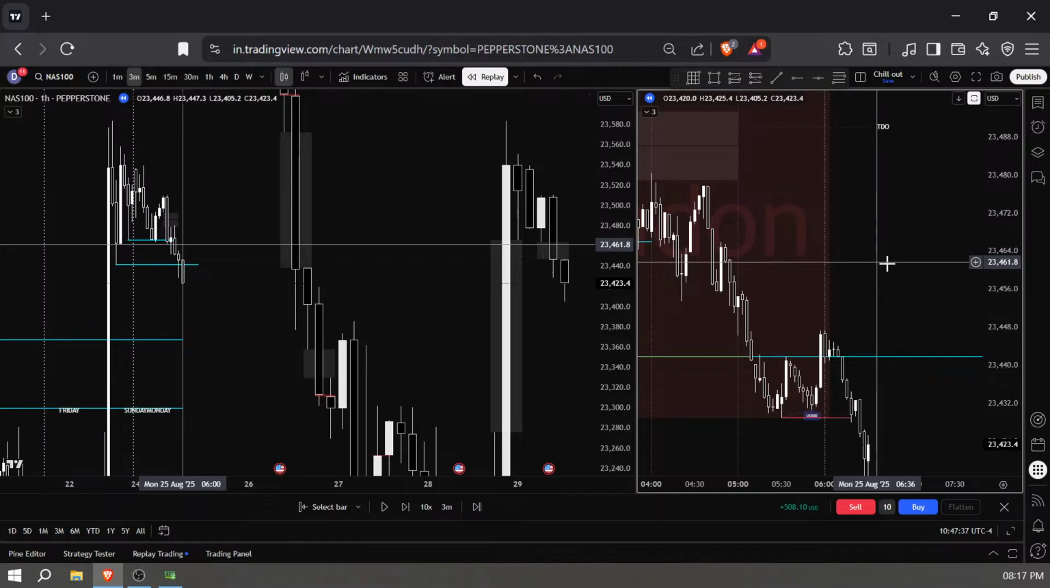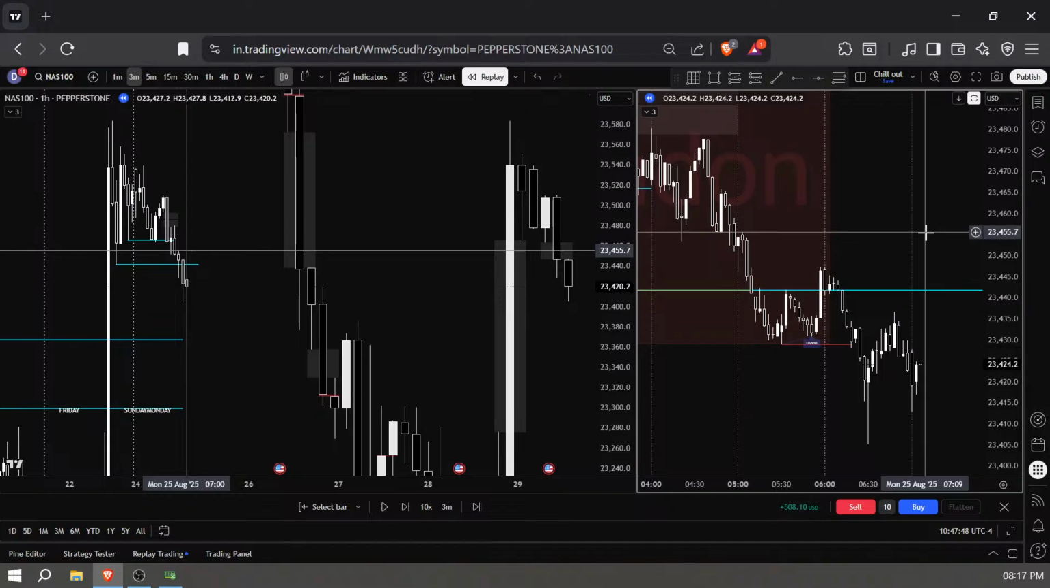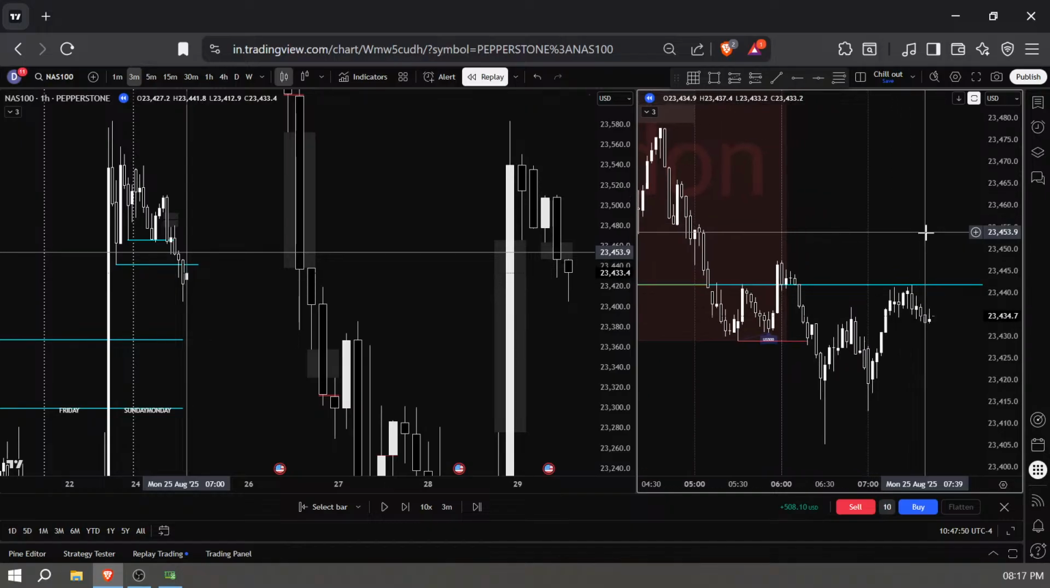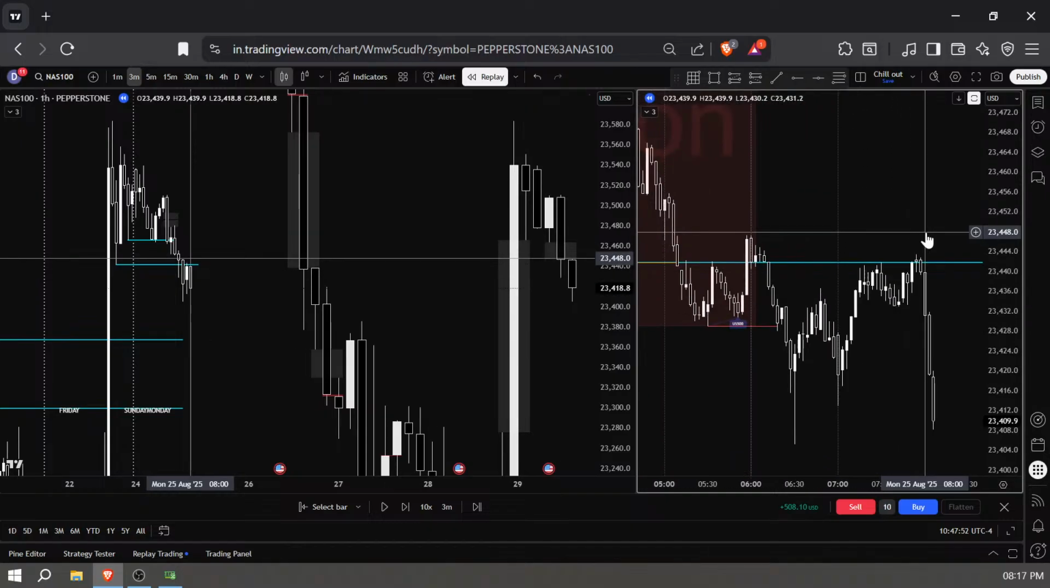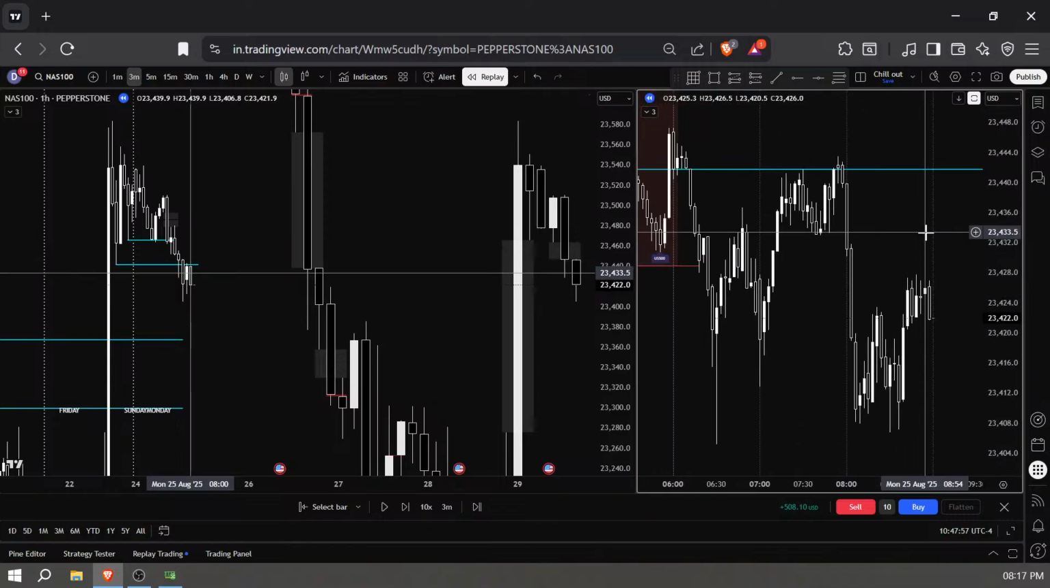So we are still under bearish spill. Okay, so there looks like a reversal maybe, but I'm not going to take any trades between 6, 7, 8. So I will just skip. I'll directly go to 9 a.m.